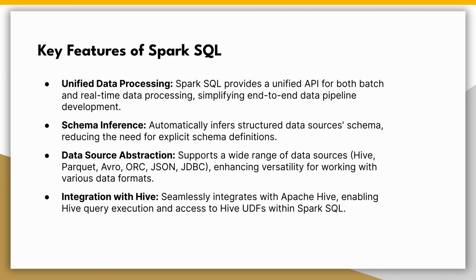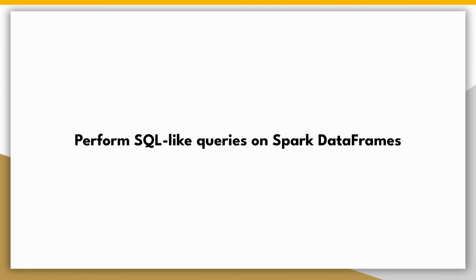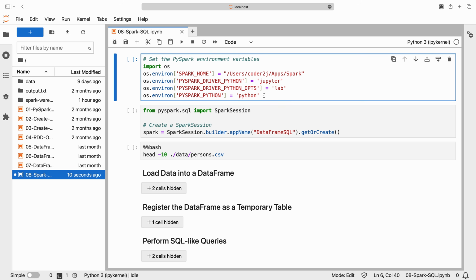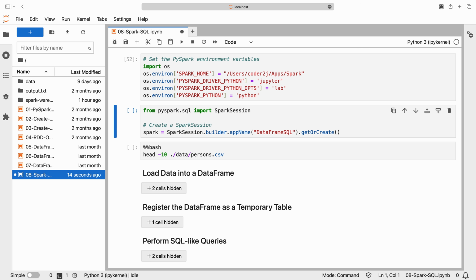Integration with Hive. It can seamlessly integrate with Apache Hive, allowing you to run Hive queries and access Hive UDFs within Spark SQL. Let's do a step-by-step demo on how to perform SQL-like queries on DataFrames in PySpark. First, initialize a Spark session. To get started, you need to initialize a Spark session, which is the entry point for using PySpark's SQL capabilities. Here's how you can create one with a proper app name like DataFrame SQL.